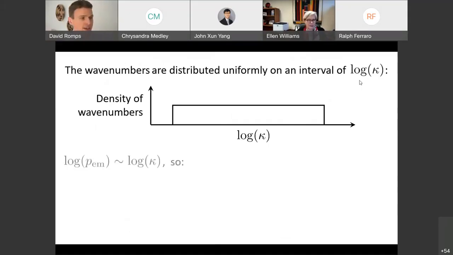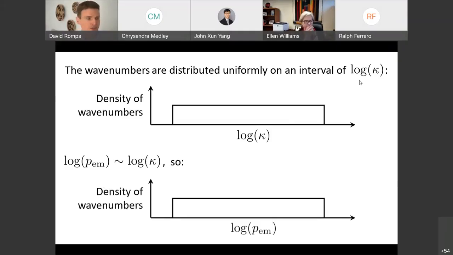Now, we learned before that log of emission pressure is linear in log of kappa. So if the wave numbers are distributed uniformly on log kappa, they'll also be distributed uniformly on log of emission pressure. And this is a really important fact that allows us to give an intuitive explanation for why the forcing from CO2 acts the way it does.